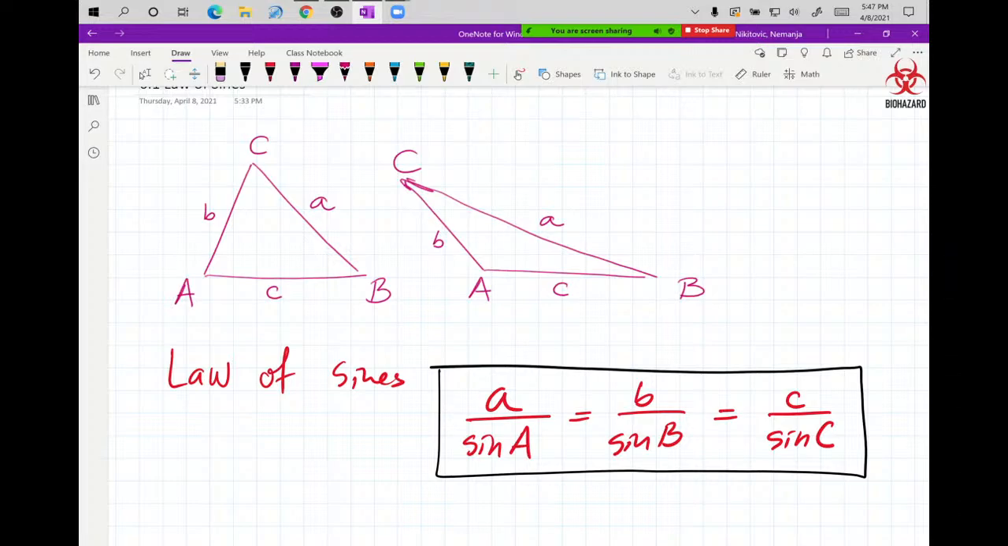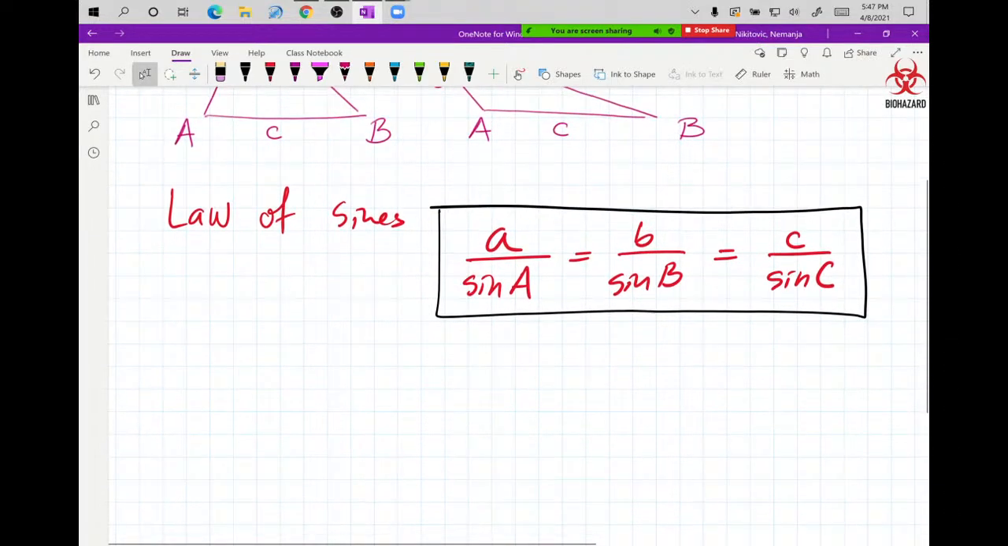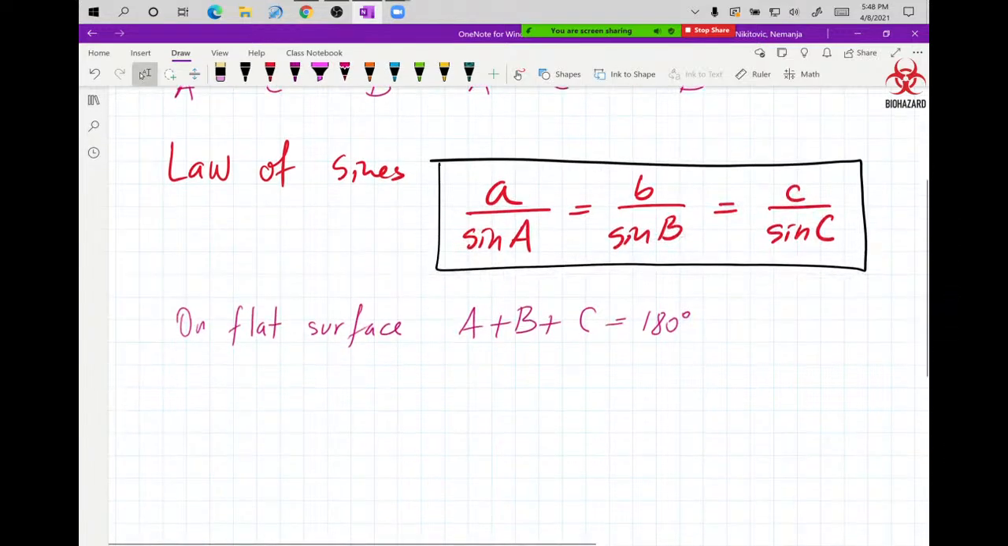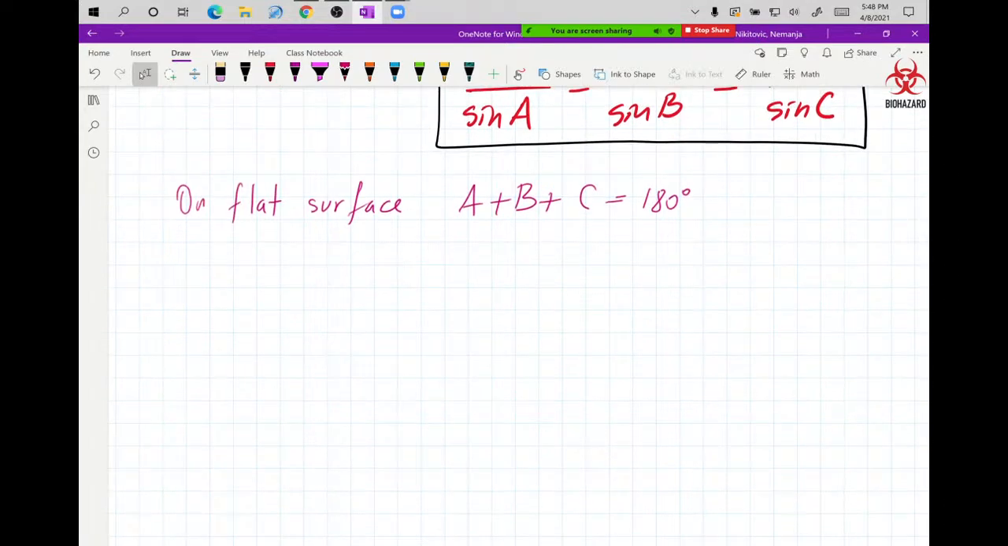So now, how does that help us with our solutions? Well, we just need one more formula here, which is the one you know. On a flat surface, A plus B plus C equals 180 degrees. That's another formula that will help us go through this. So now, if you are given some angles and lengths, you can figure out the rest of the information.